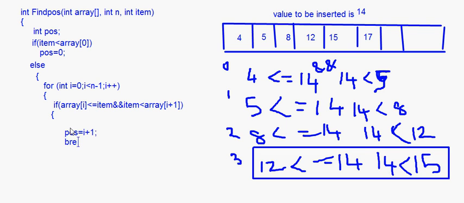And then we break. Once I get that particular location, there is no need to search further. I have got that position, I break from here, right? Okay. Close the for loop, right?